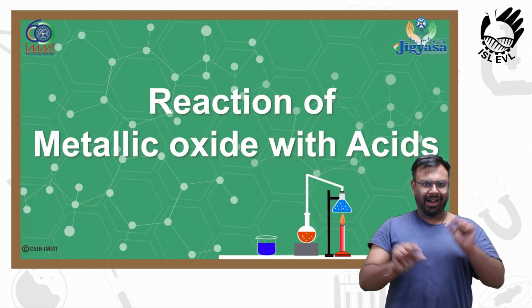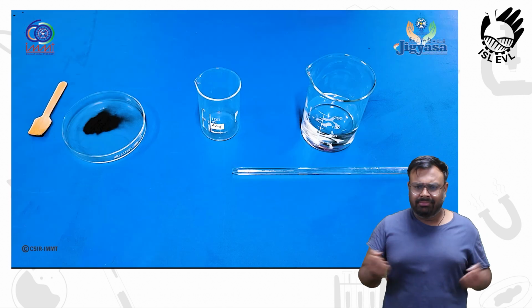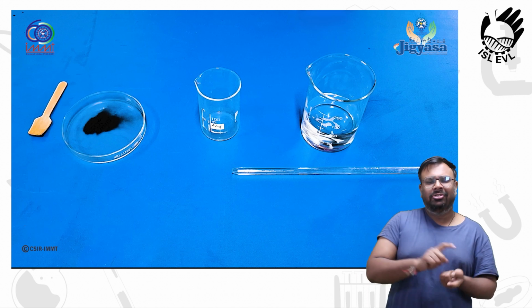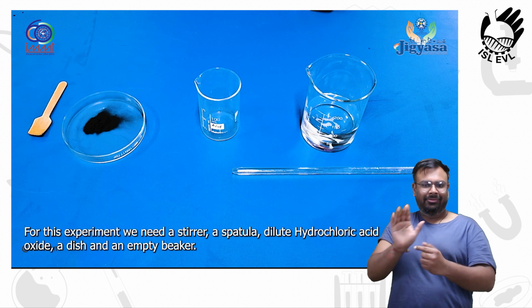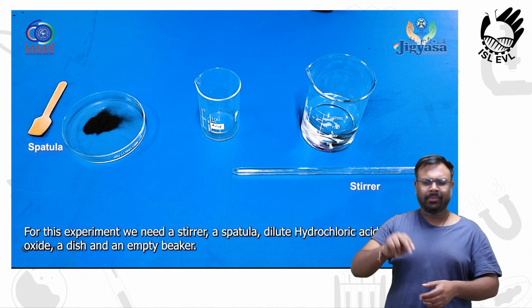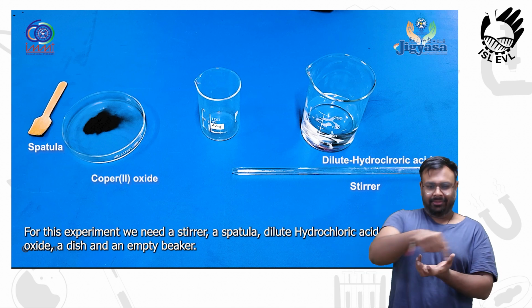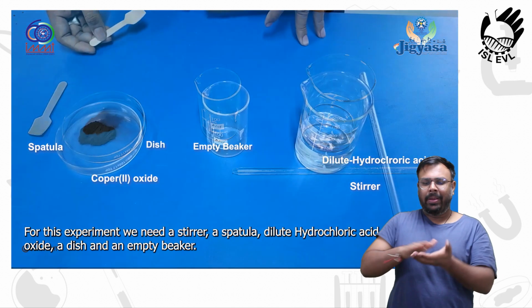Reaction of metallic oxide with acids. In this activity, we will explore the reaction of a metallic oxide with an acid. For this experiment, we need a stirrer, a spatula, dilute hydrochloric acid, copper oxide, a dish, and an empty beaker.